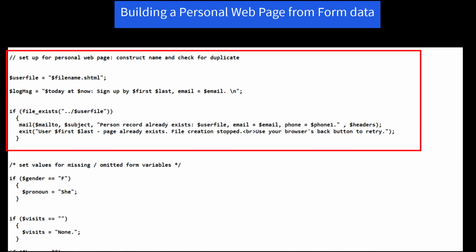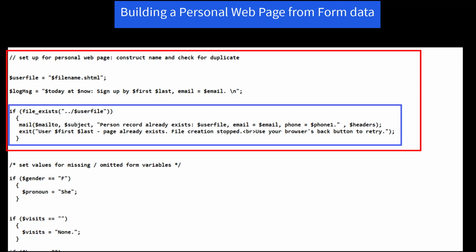Now, we can move ahead. We set up for the personal web page. We construct the name and check for a duplicate file. So $userfile is the $filename we had before, .shtml. And our log message is going to be $today at $now, sign up by $first, $last, email equals $email, and a new line. And now we check to see if the file already exists, and if so, we send out an email and tell the user that we've stopped and to use the back button to retry.